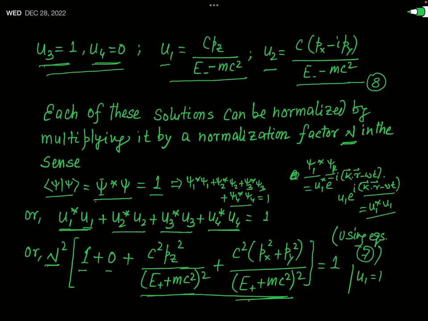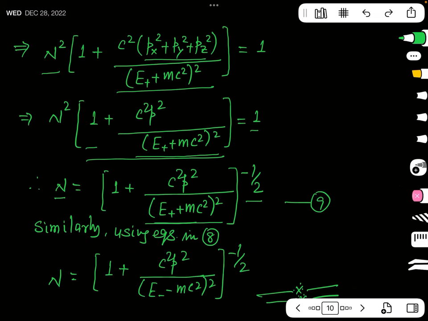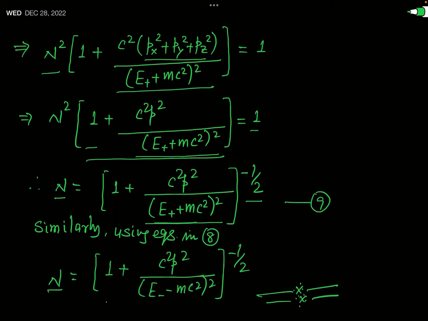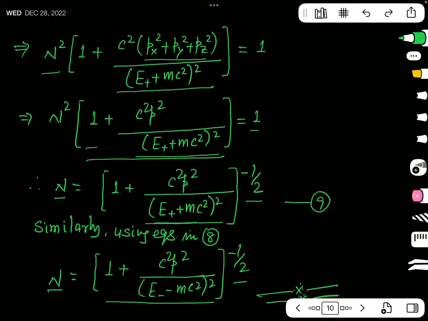In this condition, the only difference will be that in place of (E plus mc square) whole square, there will be (E minus mc square) whole square. Only that will be the difference. So I have written it here directly that when we use the equations in 8, n will be equal to (1 plus c square p square over (E minus mc square) whole square) to the power minus half. So these are the normalization factors.